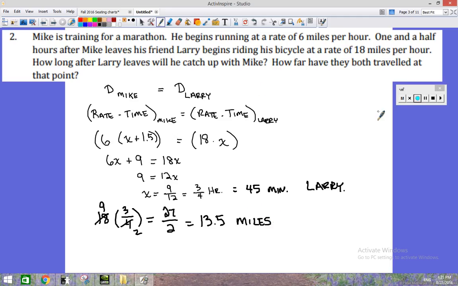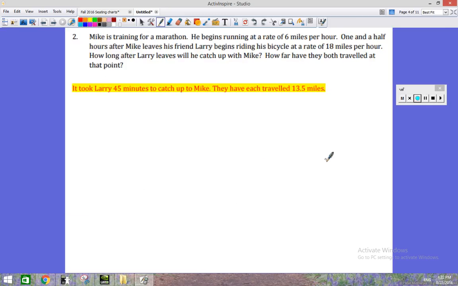So if Mike takes off running, and he's run for an hour and a half, and then Larry jumps on his bike, it'll take Larry an additional 45 minutes to catch up to Mike, and at that point, when Larry's caught up, they've both traveled the same distance, which is 13.5 miles. Let's see if that's the same answer that we have on the key. Yeah, and it's even in minutes. It's not 3/4 of an hour. Either one, it's okay to write 3/4 of an hour. Actually, I'm surprised I didn't have that.